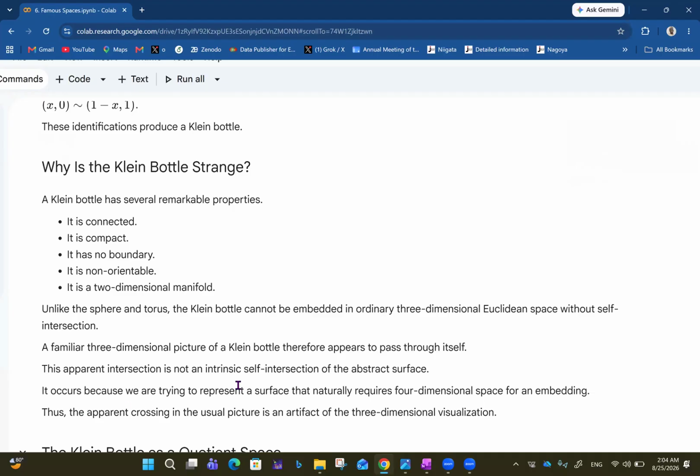It occurs because we are trying to represent a surface that naturally requires four-dimensional space for an embedding. Thus, the apparent crossing in the usual picture is an artifact of the three-dimensional visualization.